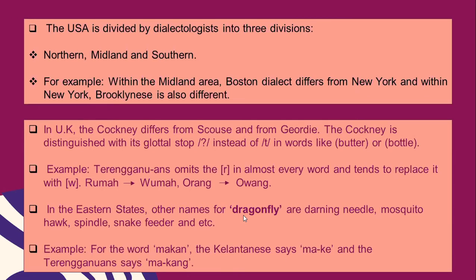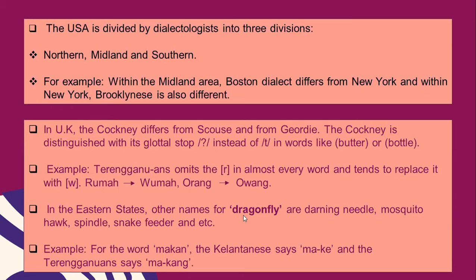Okay. So in the UK, a clear example, the Cockney differs from Scouse and from Geordie. So the Cockney is distinguished with its glottal stop instead of T in words like butter or bottle. So the people from Cockney will use this butter or bottle. They apply glottal stop in those words.